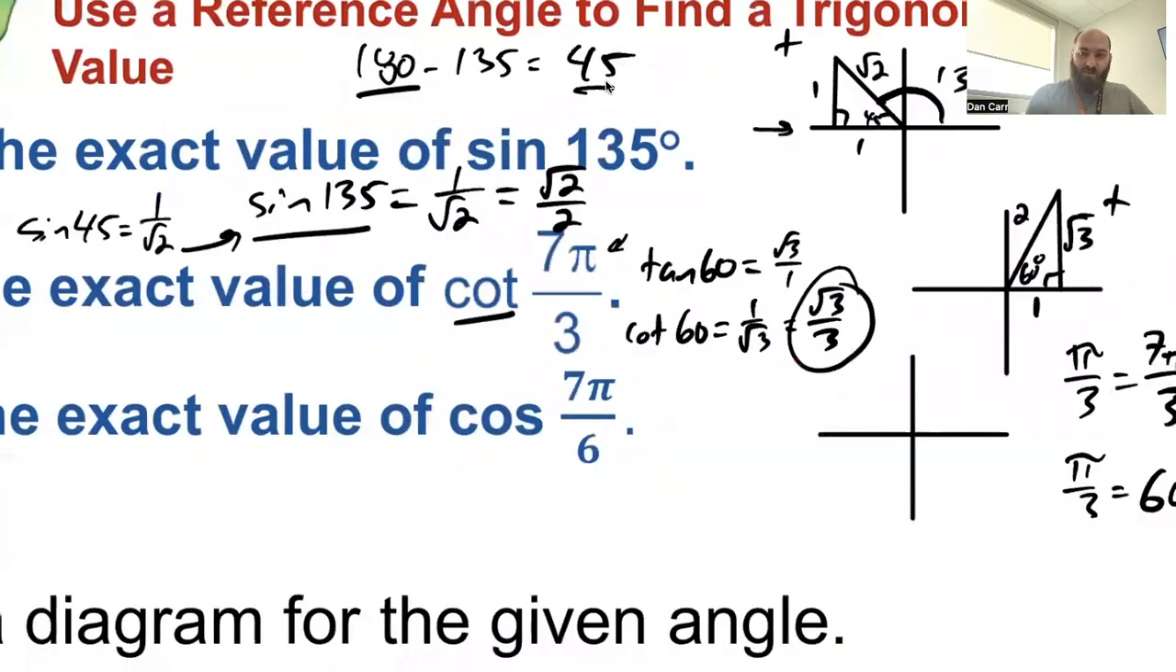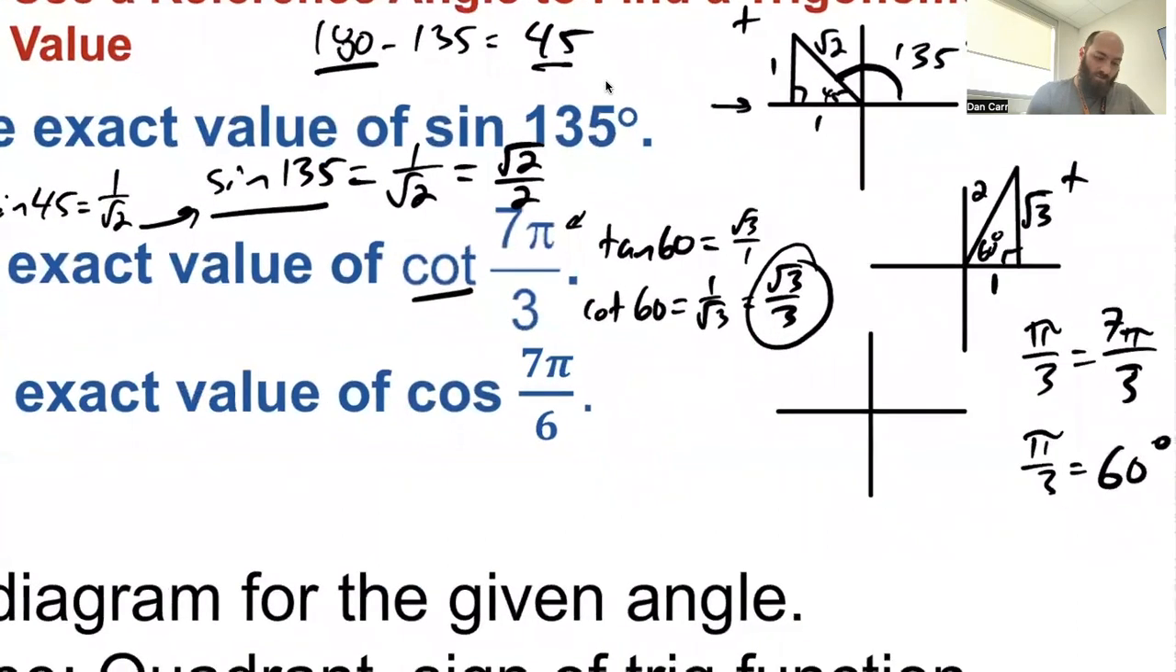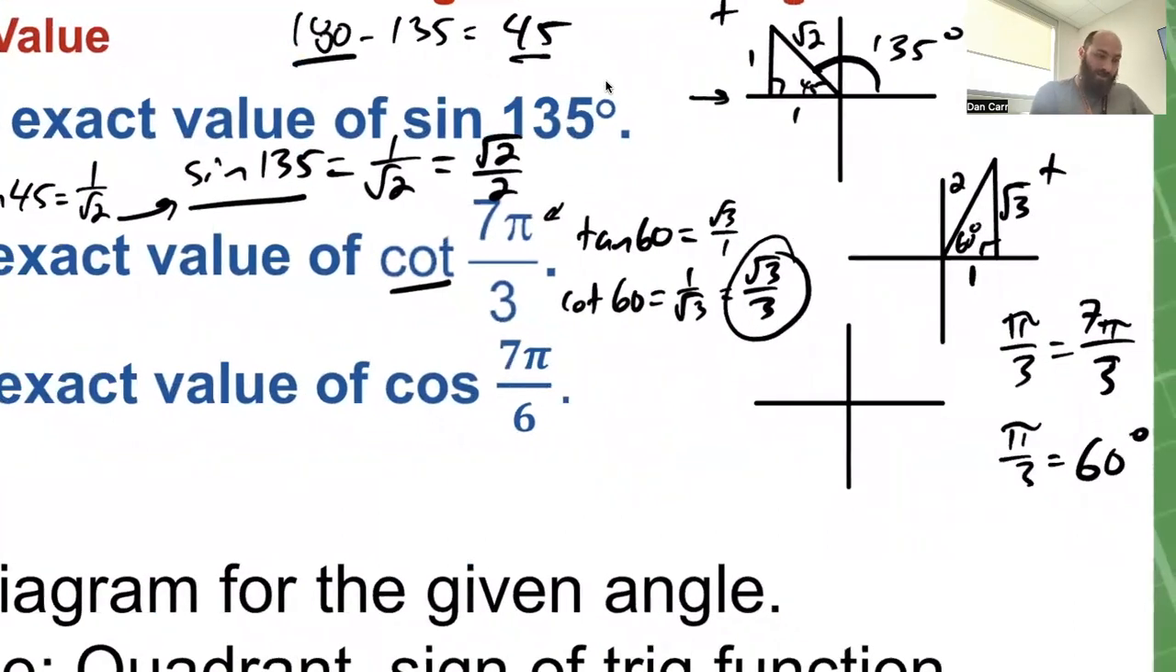Exact value of cosine of 7 pi over 6. I'm running out of space here a little bit, but again, I got to find my reference triangle. So we're going to go 7 pi over 6. This will be 6 pi over 6, so a little bit more past that to get to 7 pi over 6. Pi over 6 is that one. So 7 pi over 6 is in this position here.